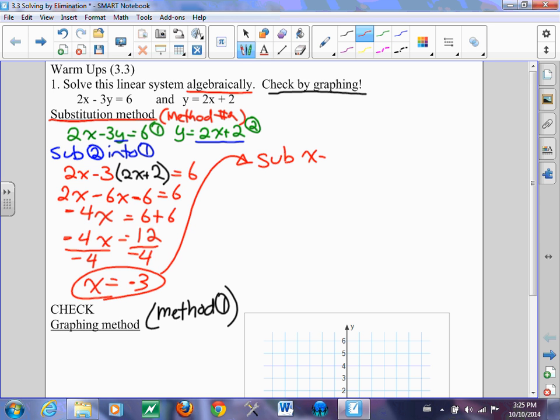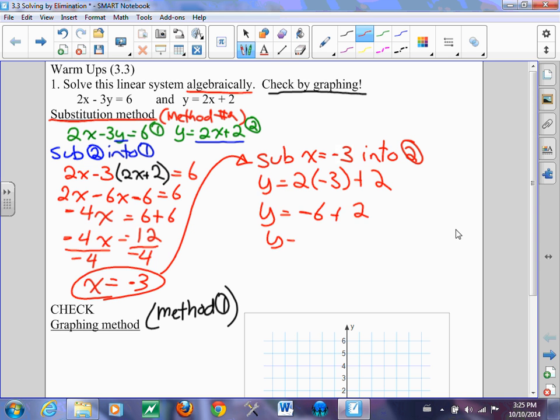Sub x equals negative 3 into equation 2, because that's the easier one. y equals 2 times negative 3 plus 2. y equals negative 6 plus 2. So y equals negative 4. So we've got our x, we've got our y. Don't forget your conclusion statement here. Therefore, the solution (x, y) equals (negative 3, negative 4).